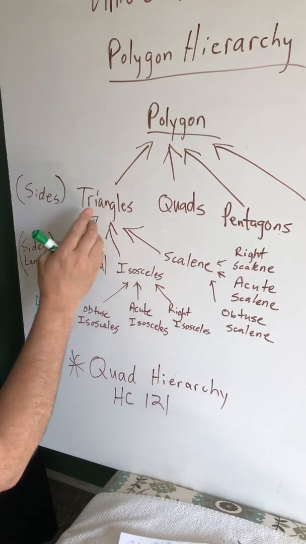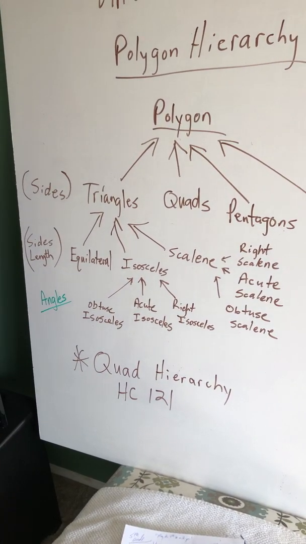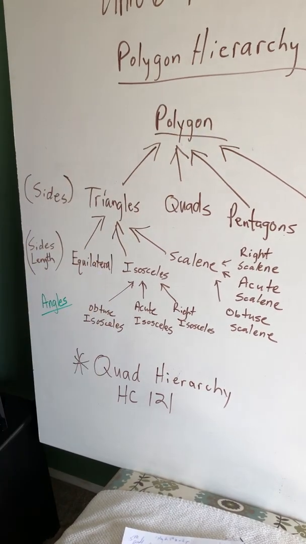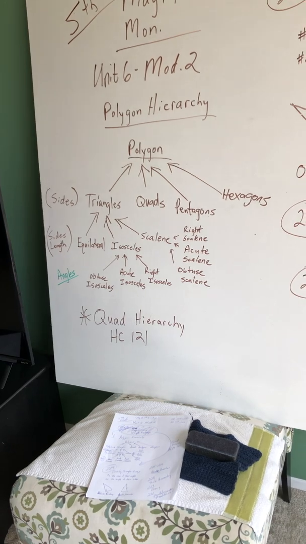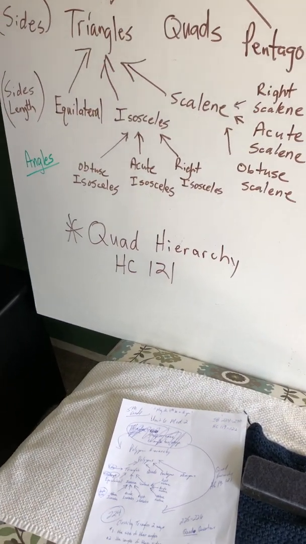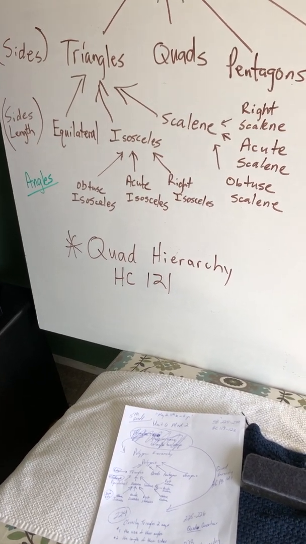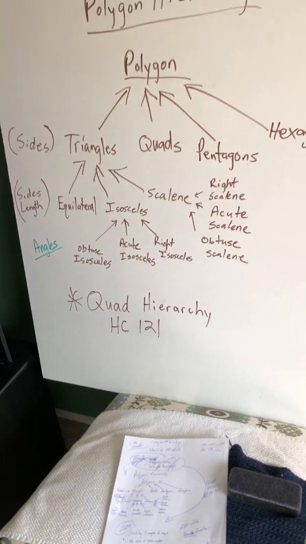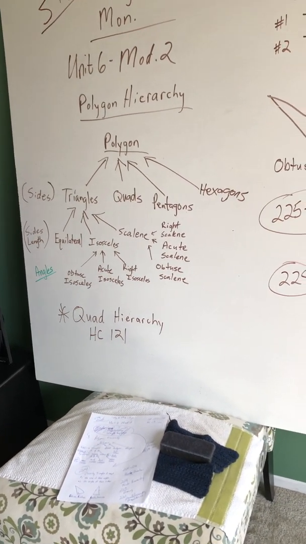And all triangles are polygons. Okay? So the arrows go up, they don't go down. And you're going to get some questions like that later on, especially about the quad hierarchy, okay? And remember, if you want to look at the quad hierarchy, Home Connections, page 121, you can look right at it, okay? So work your way up.